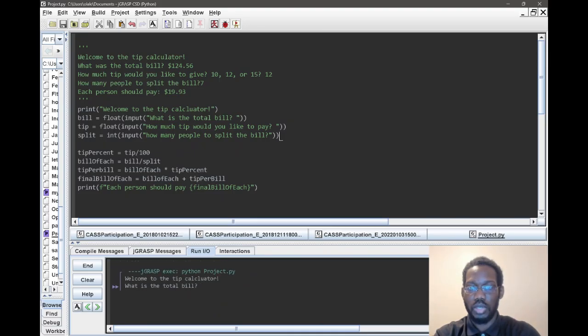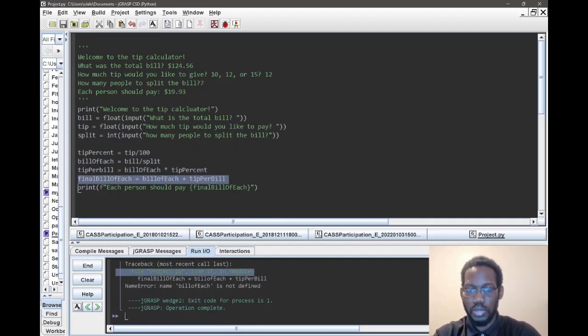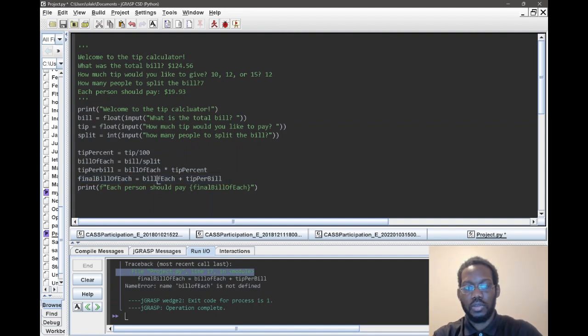So let's run again. What is the total bill? 124.56. How much tip would I like to pay? Let's do a 12. What is the split of the bill? 7. Oh, another error. Tip per bill is not defined. Wait, bill of each is not defined. Yep.